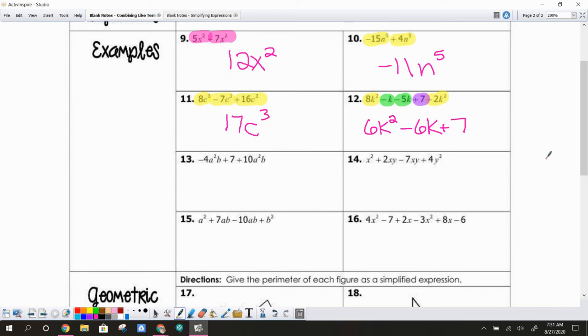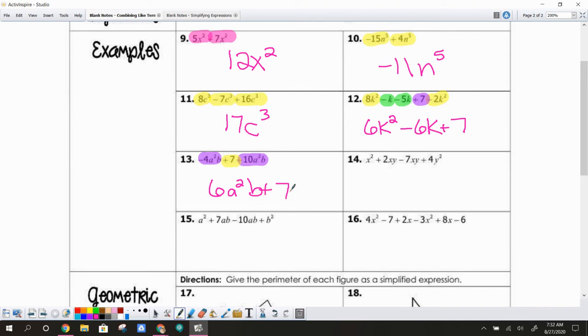So for number 13, yes, you have 2 variables now in one of your expressions. However, they're the exact same, a squared b and a squared b. So those are like terms. And then we have plus 7. So our plus 7 is going to be the same. There's only one of it. But then I have 2 purple terms. So I have the minus 4, or negative 4, plus 10. So negative 4 plus 10 is 6. So I'm going to write down the 6, and then I just bring down a squared b. Because I do not add those together. I just keep that term the way it is.